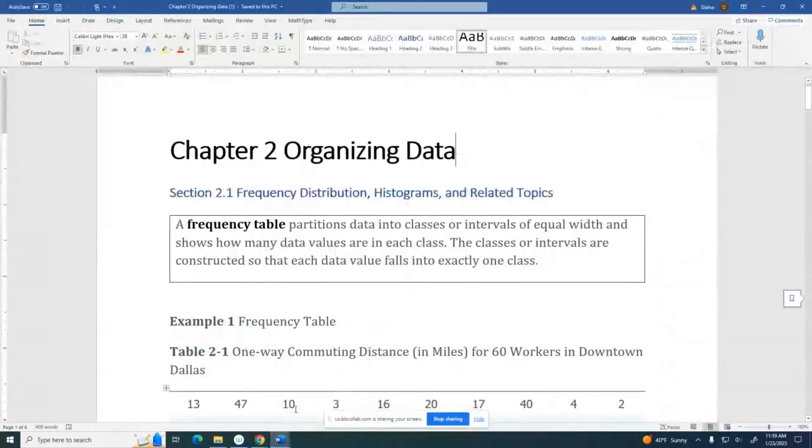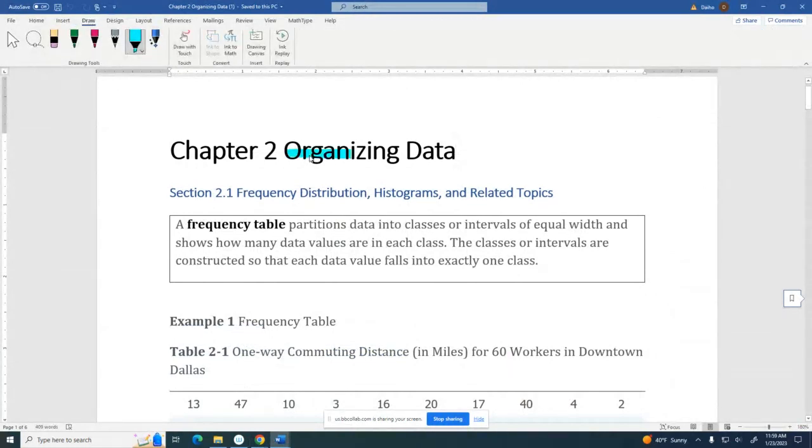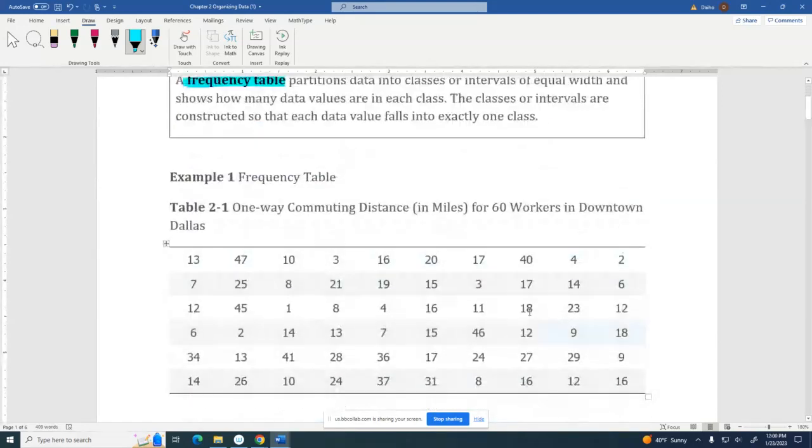Today we are going to discuss chapter 2, and the title is organizing the data. So we are going to discuss the frequency distribution, histogram, and more. The first topic will be the frequency table. Okay. So now here is an example.